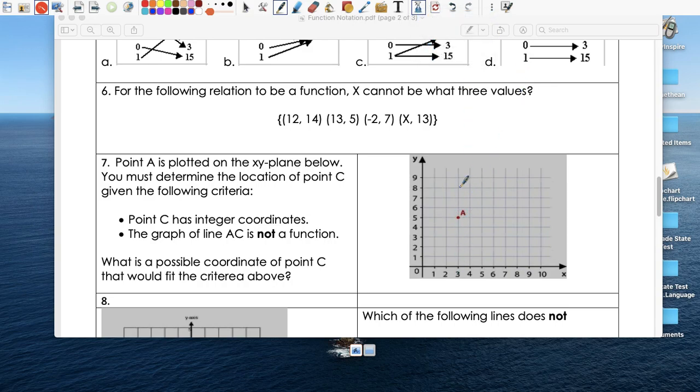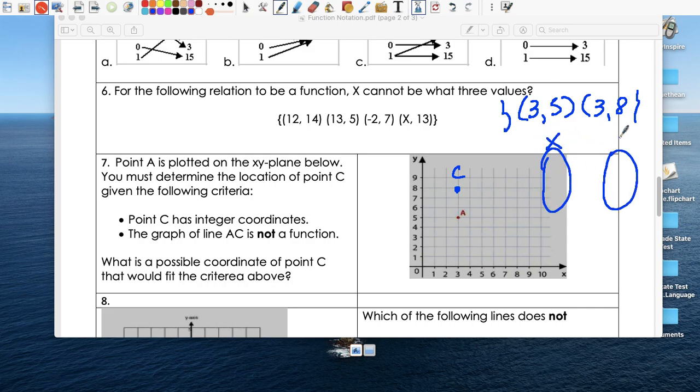Let's prove why. Let me pick this point right here and call it C. Let's get to our numbers first. The numbers are 3 and 5, and the other number is 3 and 8. Let's see why this is not a function. If you put a point that's right above it or below it, and you create a map, this is my x value, my y values, right?